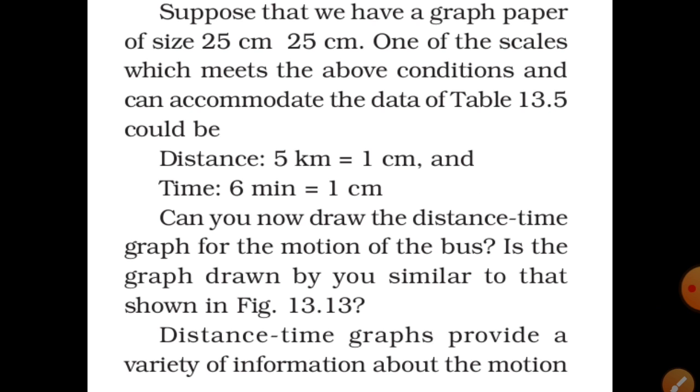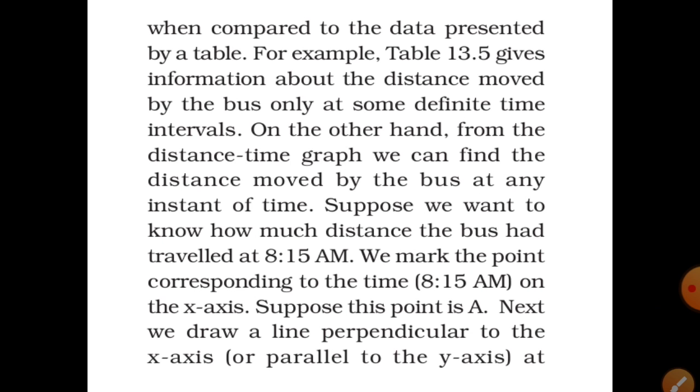Distance-time graphs provide a variety of information about the motion when compared to the data presented by a table. For example, table 13.5 gives information about the distance moved by the bus only at some definite time intervals. On the other hand, from the distance-time graph we can find the distance moved by the bus at any instant of time. मतलब इस ग्राफ में आपको टाइम फिक्स दिया आधे घंटे का, ठीक है. और ऐसे अगर हमको बनाना हो तो कोई भी टाइम इंस्टेंट हो सकता है.